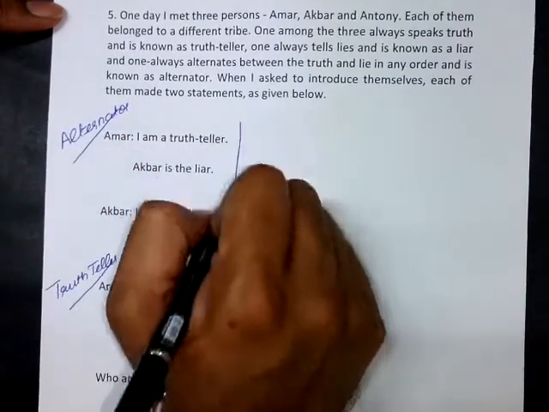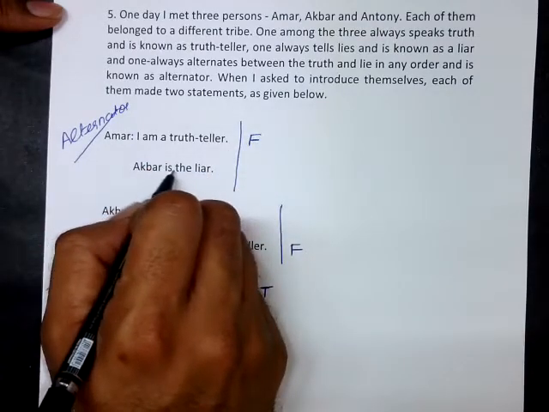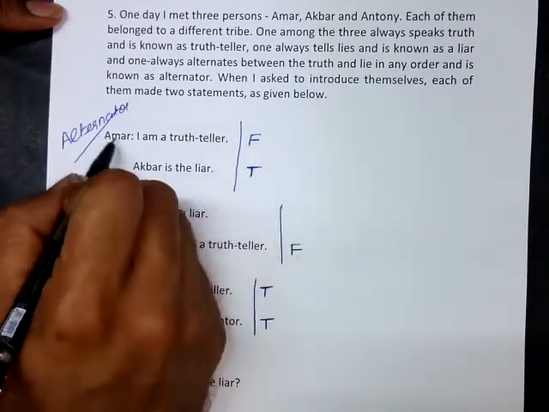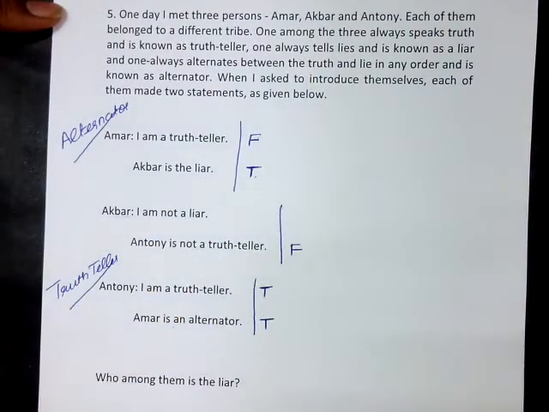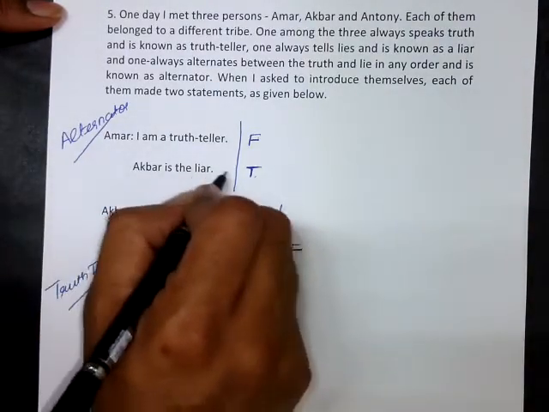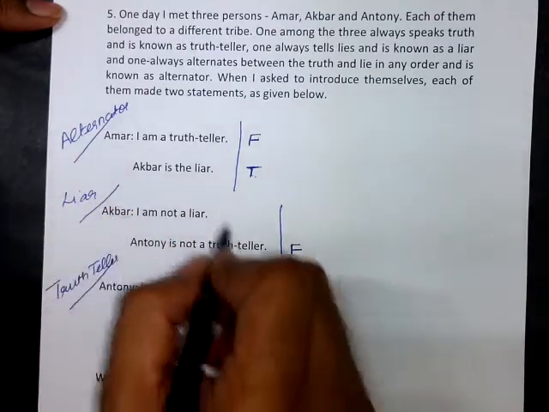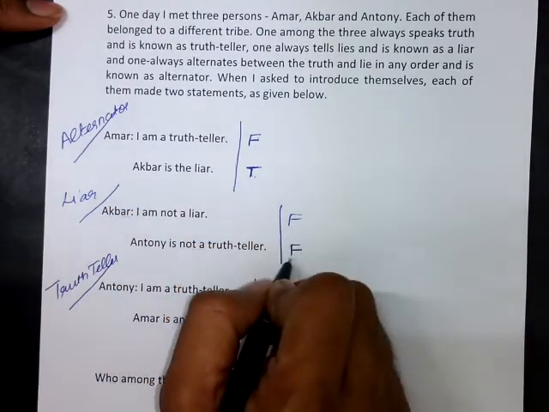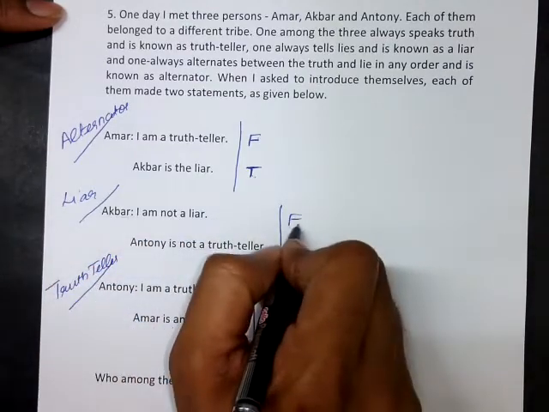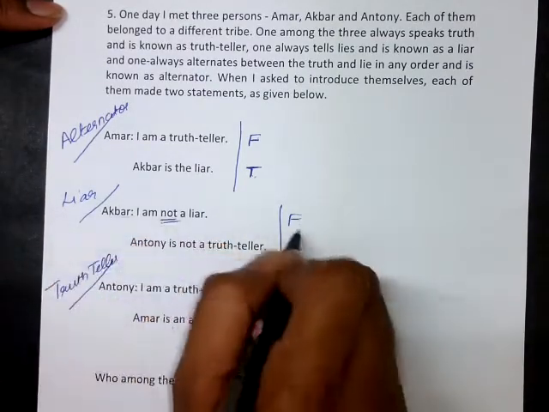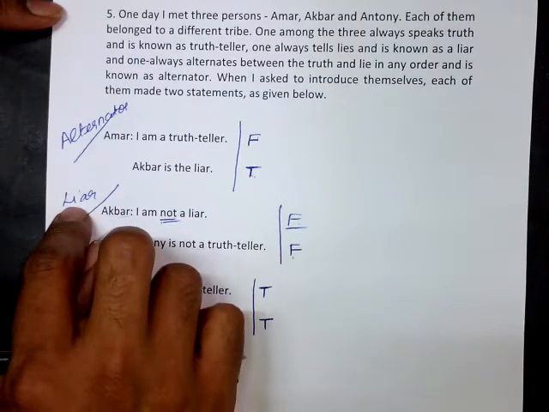If Amar is the alternator, then "I am a truth teller" has to be false, and "Akbar is the liar" has to be true. We do not see any conflict here because Amar, being the alternator, follows the pattern false, true. "Akbar is the liar" is true, which means Akbar, as per the assumption, becomes the liar. So the first statement is false and the second statement is also false. Akbar says "I am not a liar", which is false. Double negation makes it positive, which means Akbar is a liar, in line with the assumption.